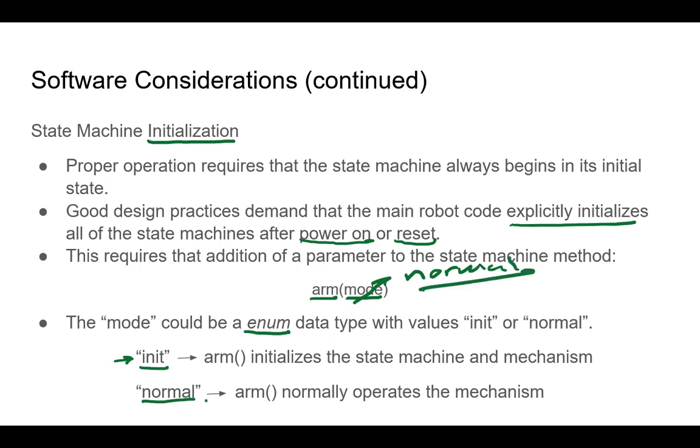So that means the state machines will run in their normal way, and that causes the robot to work. So this is a little bit complex. It raises the complexity because you have to pass a mode into the state machine. The init and normal modes are generally what's done, but there may be other things you need to do to configure or manage the state machine.